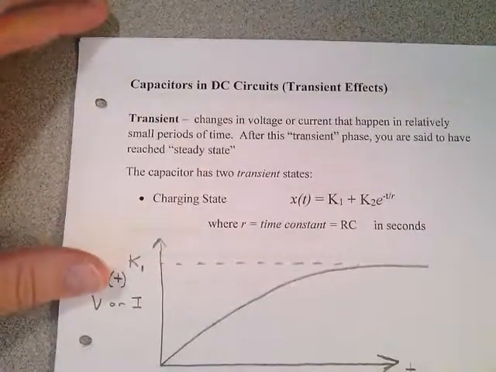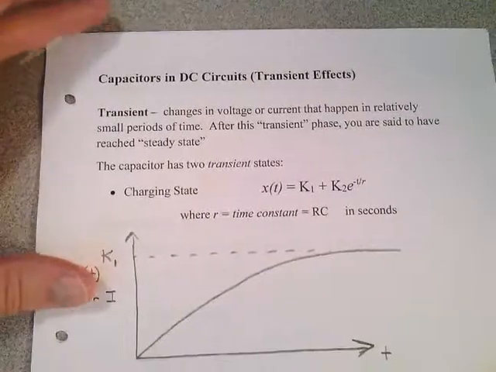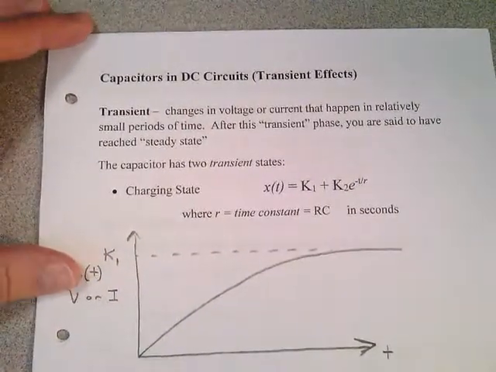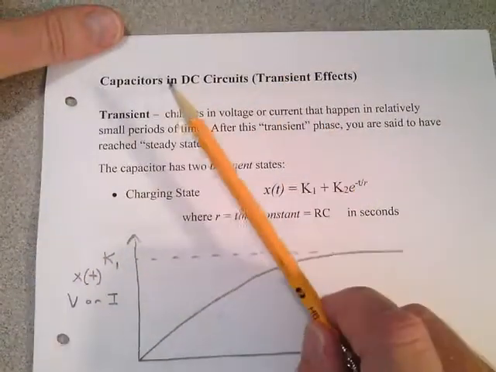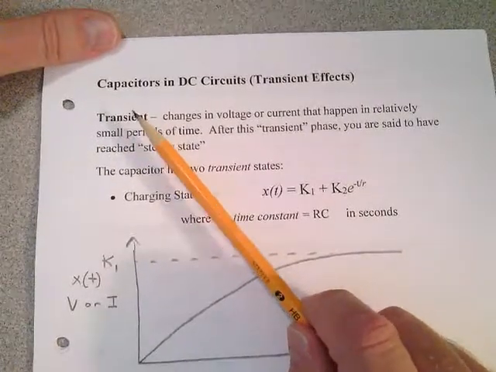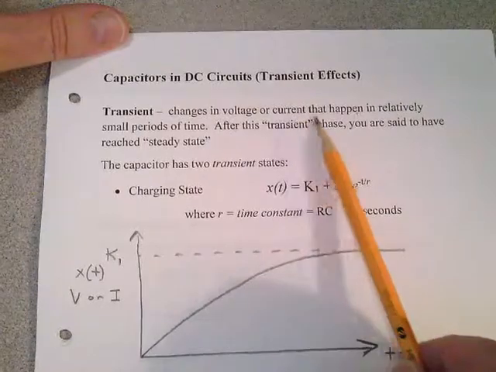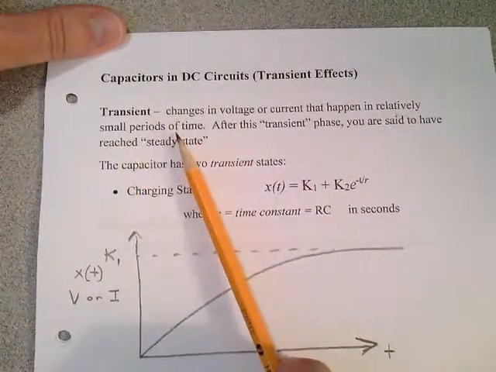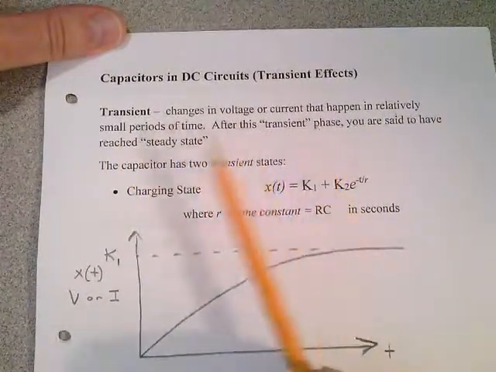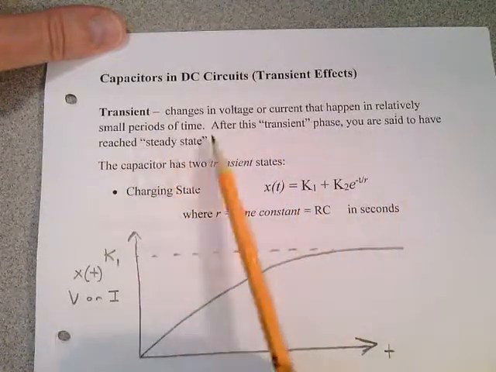Capacitors and DC circuits. We're going to look strictly at capacitors now real quick. This is on page 43. Transient. Let's define a transient. A transient is changes in either voltage or current that happen in relatively small periods of time. After this transient phase has passed, you are said to have reached a steady state value.